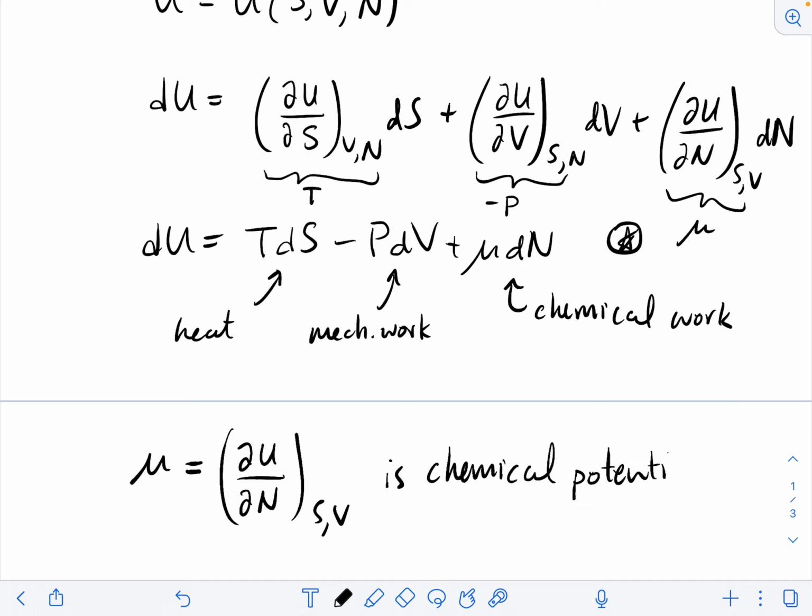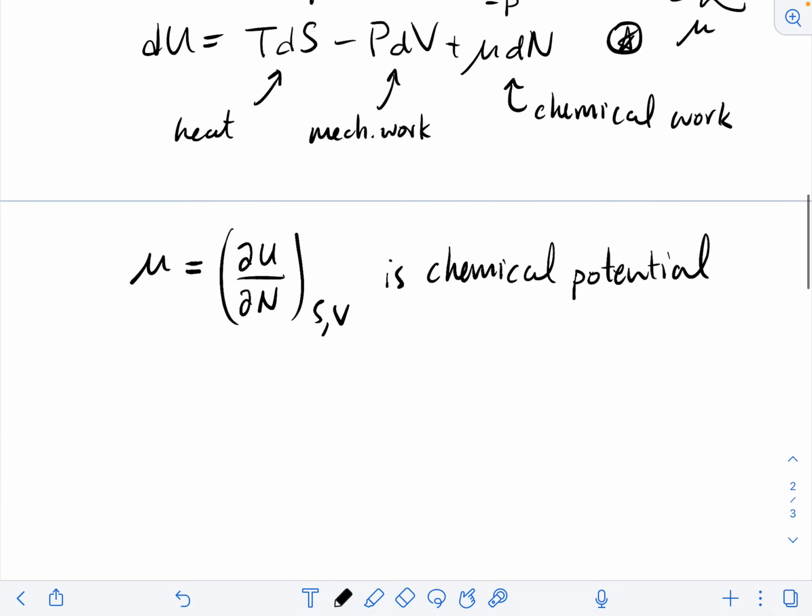We can see that dU is clearly a change in energy, and so it has units of joules or some other energy units. dN is a change in particle number, and so it's dimensionless, and so this coefficient, the chemical potential, must have the units of energy. And so the units of mu are equal to energy.